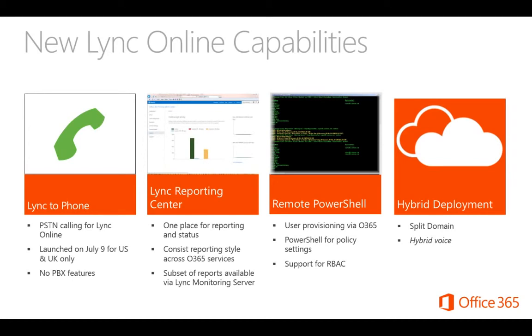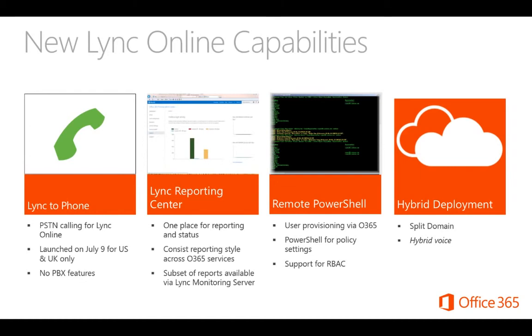You also have access to Remote PowerShell so that you can provision users via Office 365 and assign them Link licenses and assign policy settings. And we also have the ability to do a hybrid deployment between Link Online and Link On-Premises. There's a slight difference between the two options there.